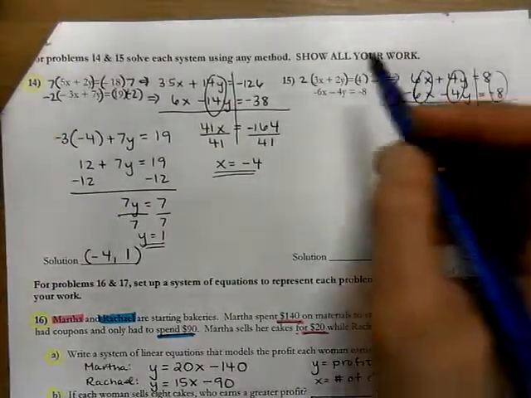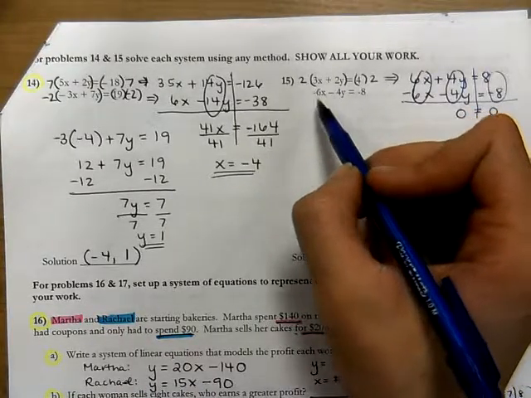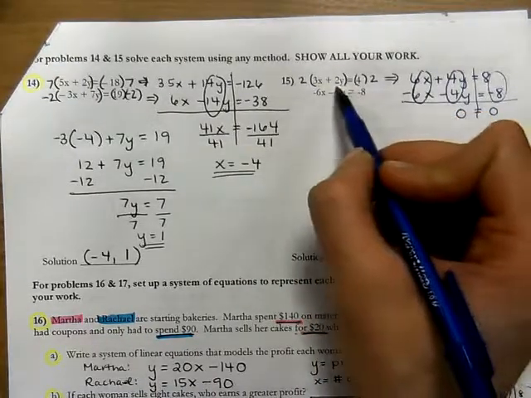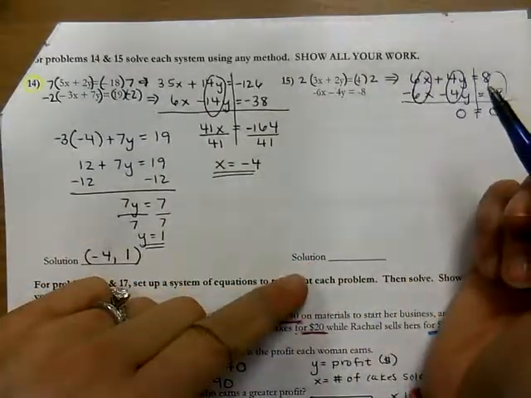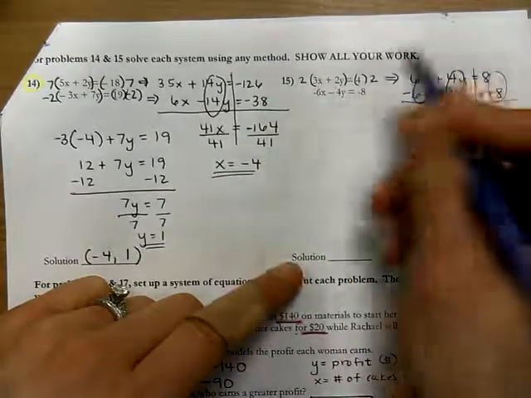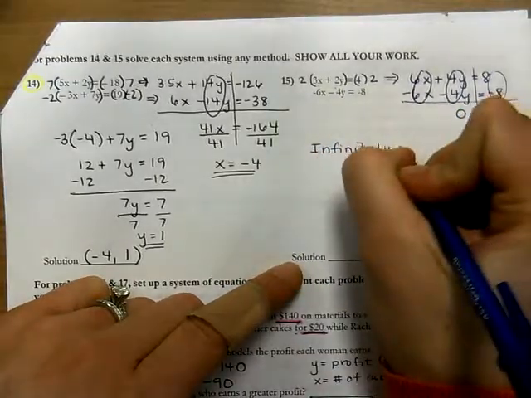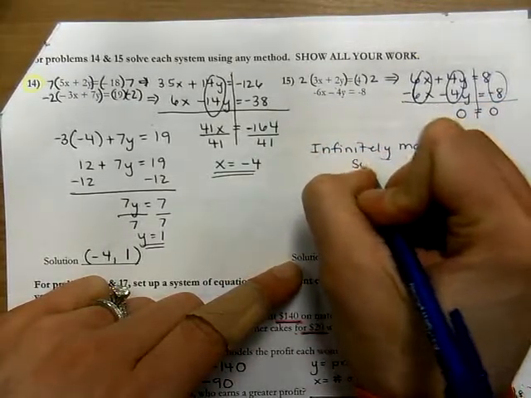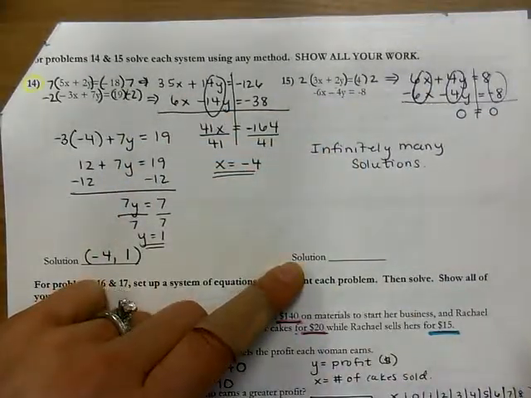Another way to look at that is that up here, we multiplied by 2 to eliminate them, but if I multiplied by negative 2, I would have gotten negative 6x minus 4y equals negative 8, and we see that they're the exact same equation. And I realized that when we were graphing, when they're the exact same equation, they're one on top of another, so this would be infinitely many solutions. Infinitely many solutions.